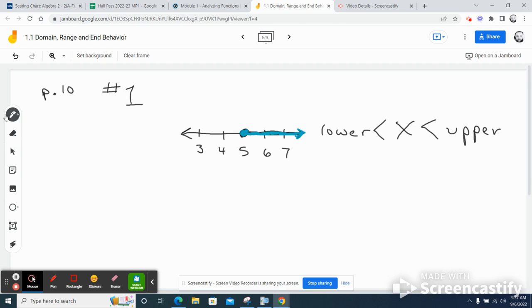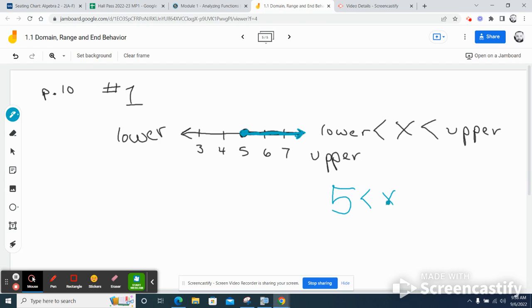So remember that on the x-axis, the lower is all the way to the left, and the upper is the furthest to the right. So what's the lowest value on this number line? Well, I mean the one not on the number line, but on the graph itself. Yes, 5. So my lower boundary is 5.